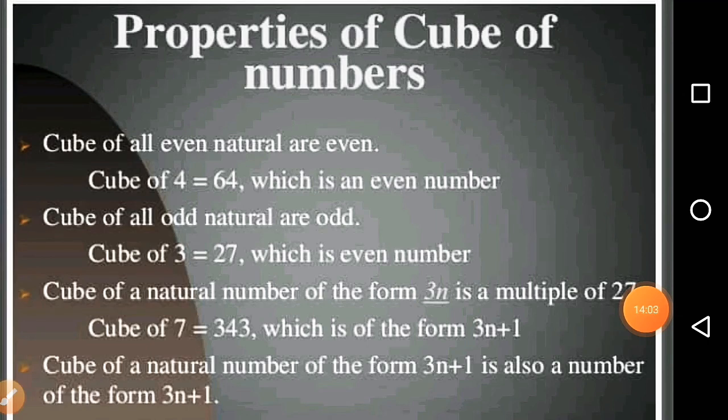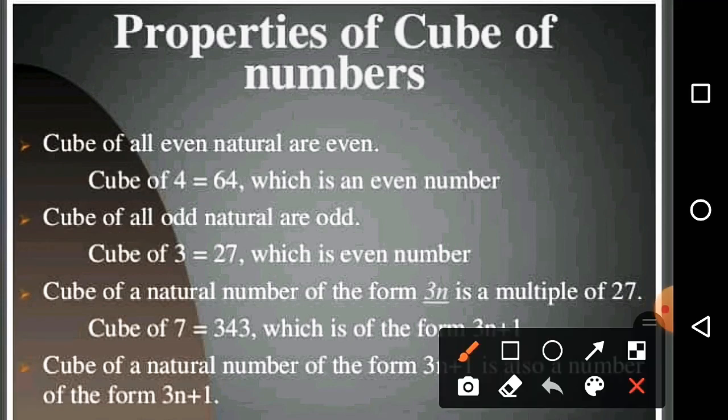Now we will see properties of cube numbers. So these are some properties of cube of numbers. So the first one is cube of all even natural numbers are even. So if you do the cube of an even number, the answer will also be even. For example 2 is an even number, 2 का cube करेंगे means 2 into 2 into 2. So the answer is 8. 2 twos are 4 and 4 twos are 8.